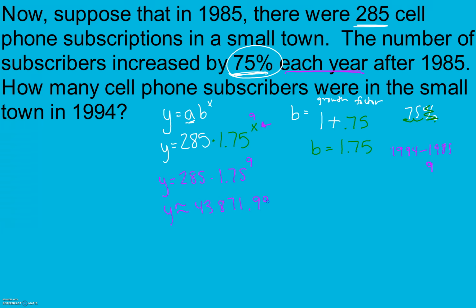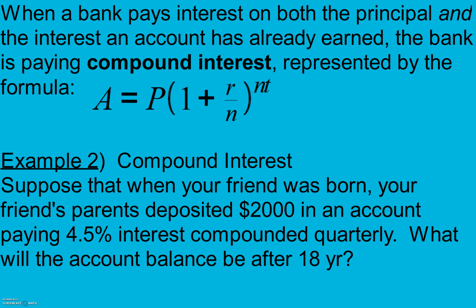When a bank pays interest on both the principal and the interest an account has already earned, the bank is paying compound interest. And we represent it by the formula A equals P times 1 plus r divided by n, to the nt power. Here, this is very, very similar to the formula that we've been using for exponential growth, especially in the problem where we had to switch from yearly to monthly. So A here is our initial amount, and P stands for principal, which is our initial amount of money. Our b is our growth factor, and we take 1 plus our rate. We're just dividing it by our number of terms.